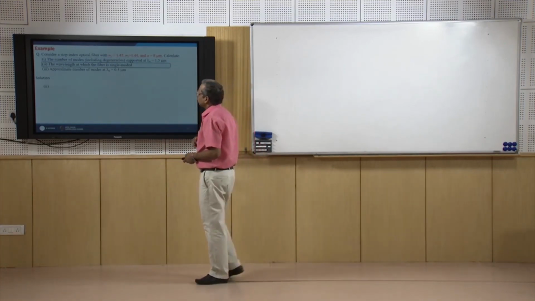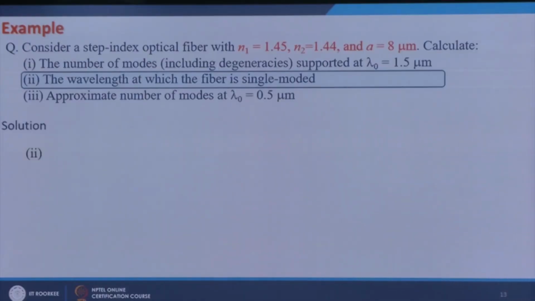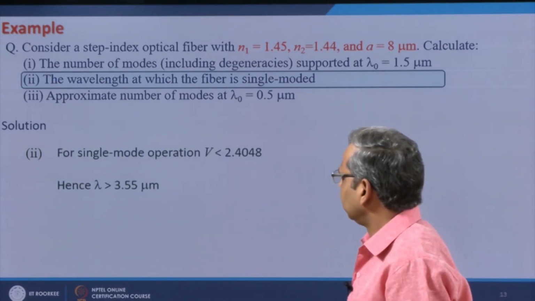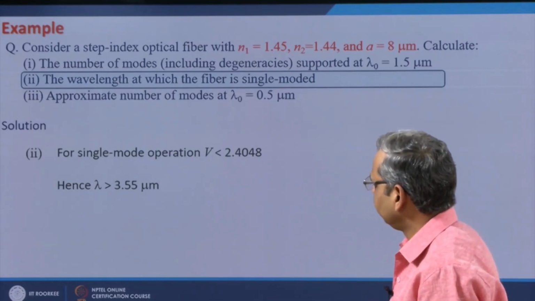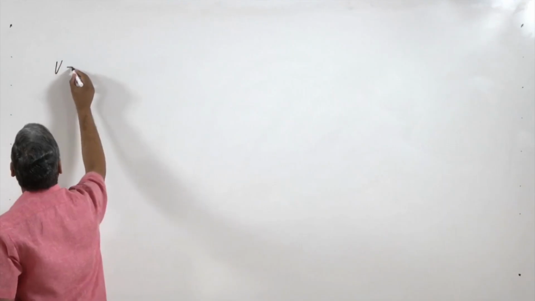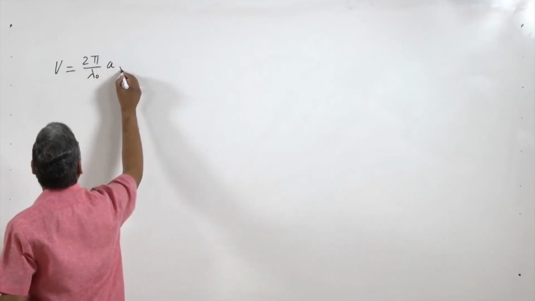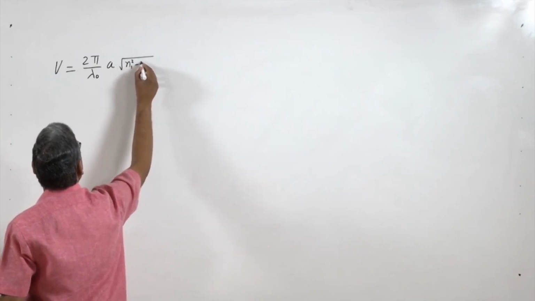Second is the wavelength at which the fiber is single moded. If I want to find out the wavelength range in which the fiber is single moded, then I know the single mode condition for a fiber is V should be less than 2.4048, and I have the expression for V, which is V equal to 2 pi over lambda naught times a times square root of n1 square minus n2 square.